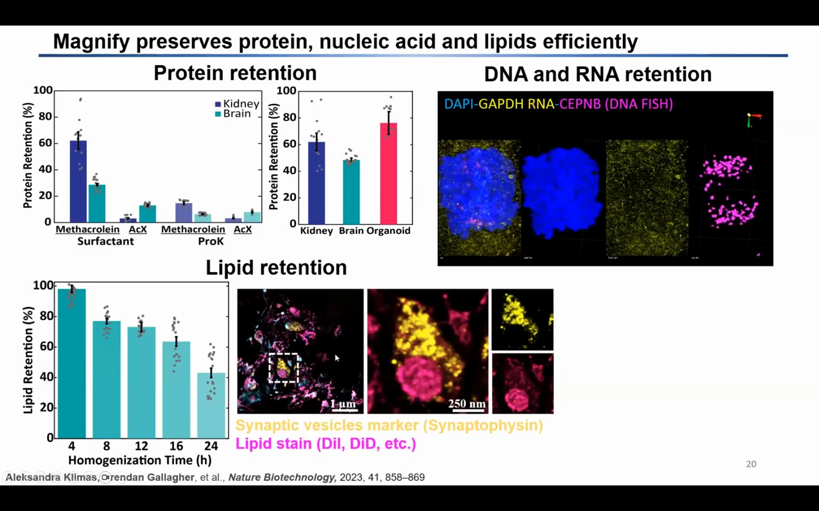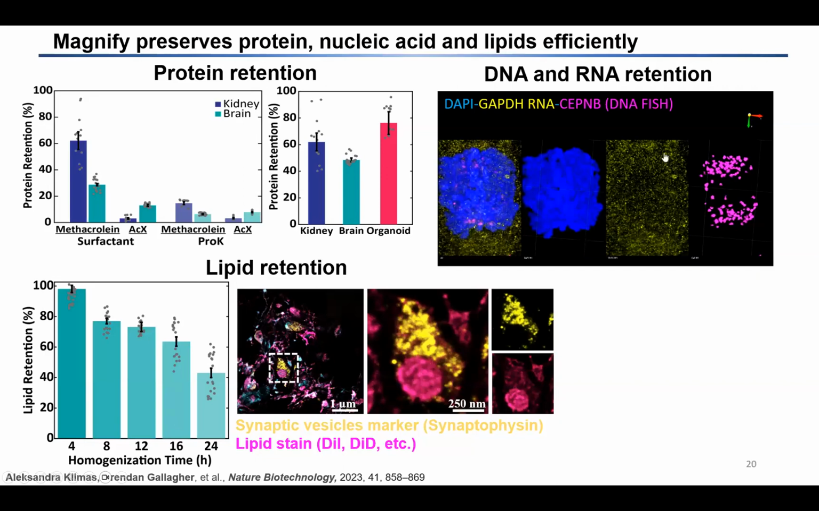We retain lipids, so that means that you can actually use traditional lipid stains after expansion. For example, DiI, DiD. In this case, this is actually a presynaptic compartment. The yellow is the synaptophysin marker that highlights the synaptic vesicles. And then this purple thing is actually the mitochondria lipids. So we use a regular lipid stain to see them. So you can actually see the pristine structure because we expand this 11 times. So the resolution is sufficient to resolve these pristine structures of mitochondria.